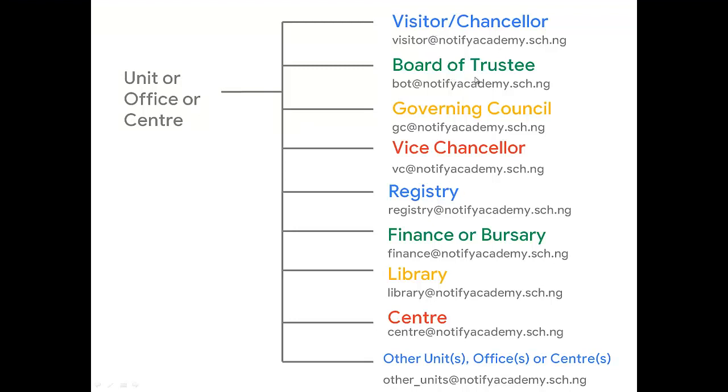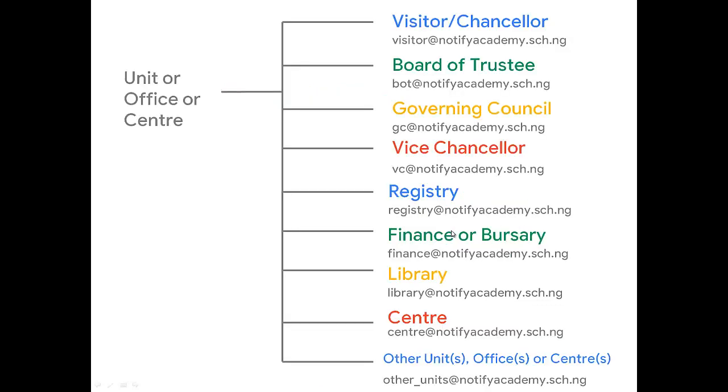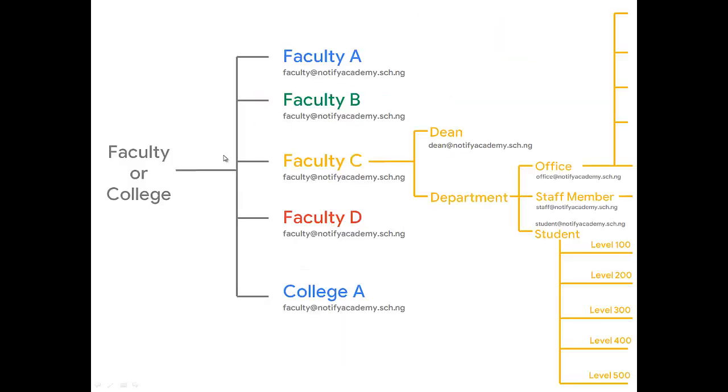So, for instance, you can have that for the visitor, the board of trustees, the governing council, the vice chancellor's office, people there, registry, the finance unit, the library, you talk about centers, and maybe other units. You categorize them under the first category, as I said. Move forward one more step. For the faculty or college, you could have faculty A, faculty B, faculty C, faculty D, and college, something like you have it in this order, and this is how the account will look.